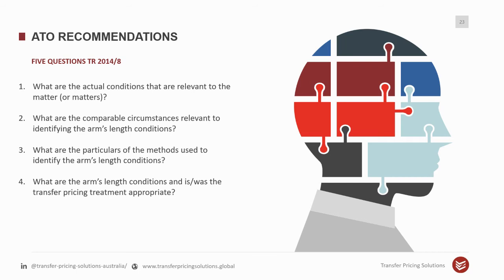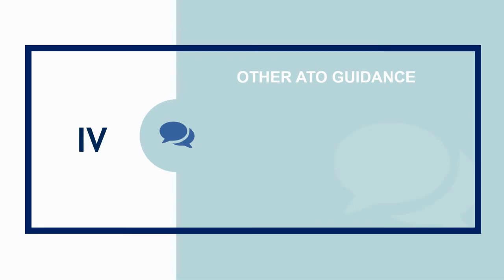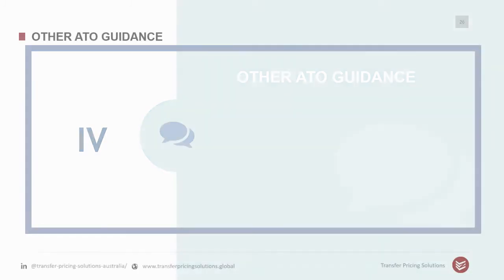So this is where the economic analysis comes in, the benchmarking, to say, look, we've looked at it and said, well, what actually happened? What were the key factors, the comparable circumstances? What was the transfer pricing method? And then we're testing it to say whether it was appropriate or not. And then lastly, have any material changes or updates been identified and documented? So those are the requirements that we need you to have in your TP documentation.